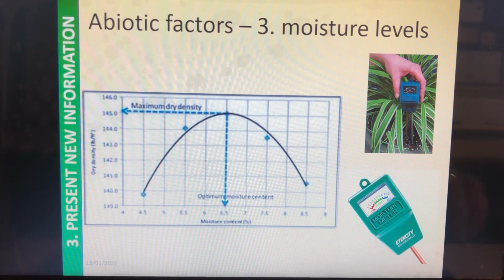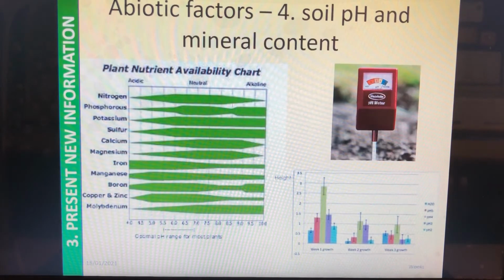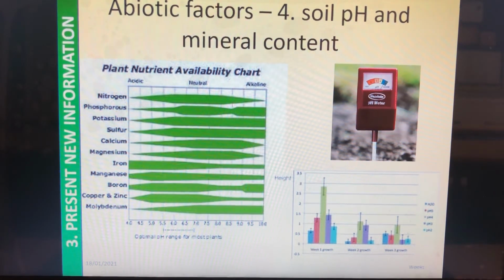Okay, you pause if you need to. Let's move on to the fourth factor. This one's a bit more tricky. So we've got pH meter, and the pH can link to what nutrients are available in the ground.